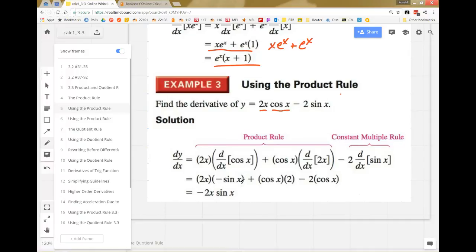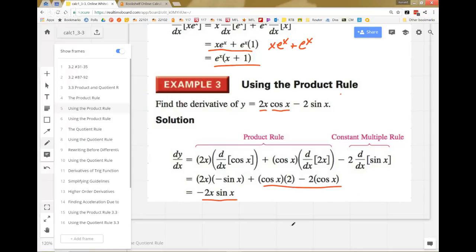So what's 2x times minus sine x? Minus 2x sine x. And then these two terms wipe each other out. You get 2 cosine x minus 2 cosine x. Final answer, negative 2x sine x. So now you've seen two examples that have to be done with the product rule. You can't avoid it. So right off the bat, you should learn this rule. You've got to memorize this, okay?